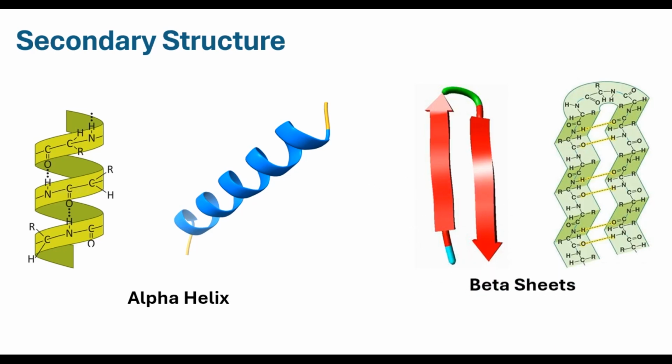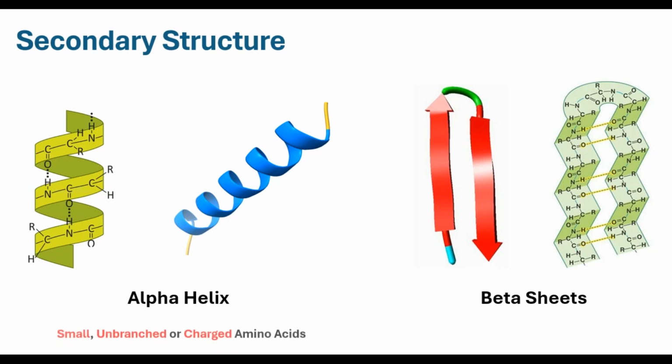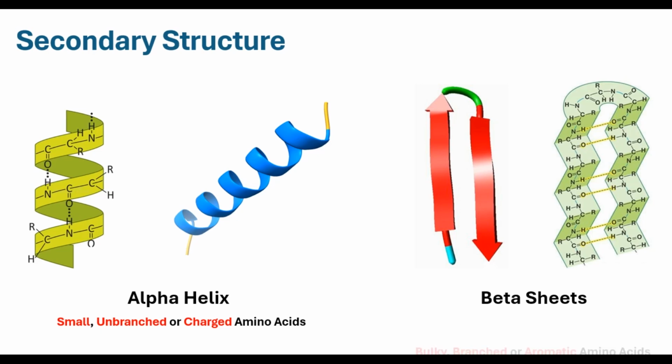So, what determines whether a region of a protein forms an alpha helix or a beta sheet? It depends on the types of amino acids positioned next to each other. Small, unbranched, or charged amino acids are more likely to form alpha helices. And bulky, branched, or aromatic amino acids are more likely to form beta sheets.